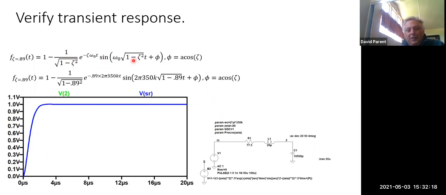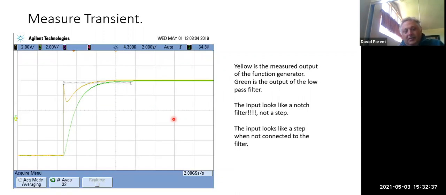Okay. Now I'm going to verify the transient response. I have these equations here, for when zeta equals 0.89 and omega naught equals 2 pi times 350K. And notice there is this little overshoot. So it is underdamped. Wow, this is great. Everything is matching. Let me measure it. Everything falls apart.